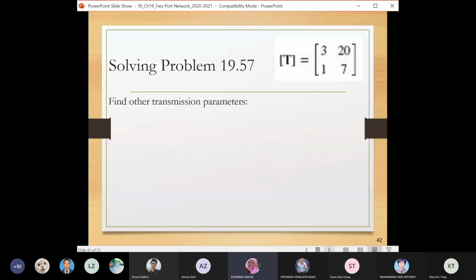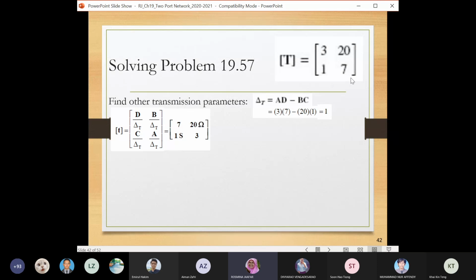So D over delta T and so on. D is 7, 7 over 1 is 7, B is 20, 20 over 1 you get 20. And then C is 1, 1 over 1 you get 1. And A is 3, 3 over 1 is 3. And for the units of the transmission parameters, you have to be clear. The first and the last entries are unitless, the second entry is in ohms, and the third entry is in Siemens. Okay, that is the inverse transmission parameter.